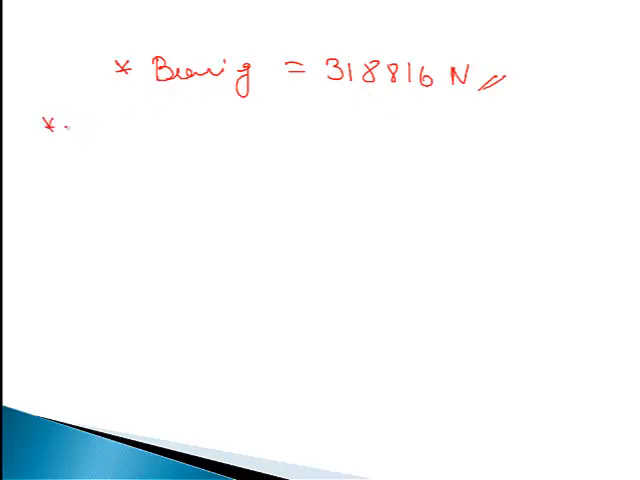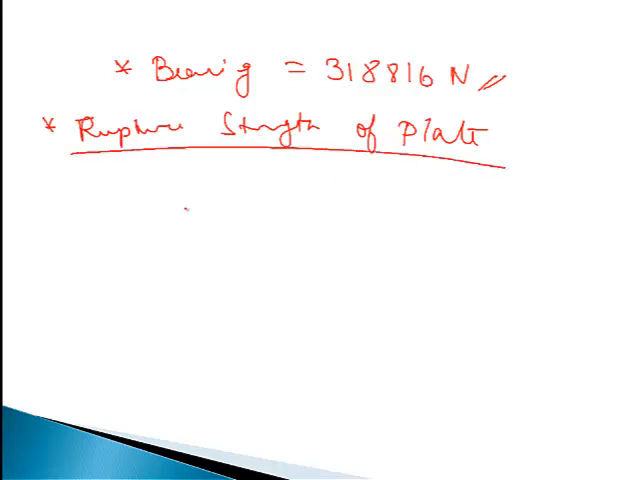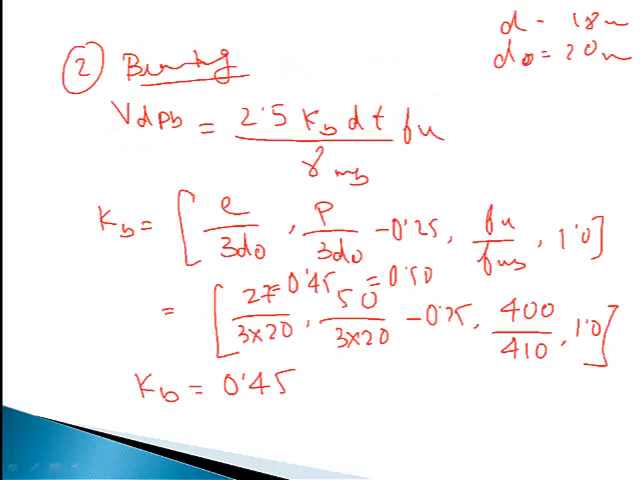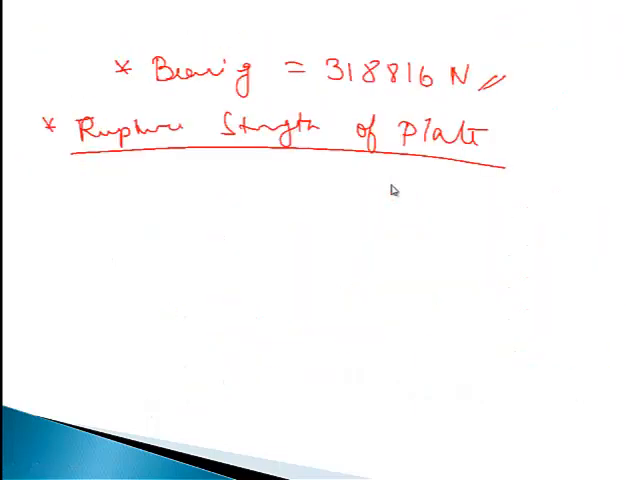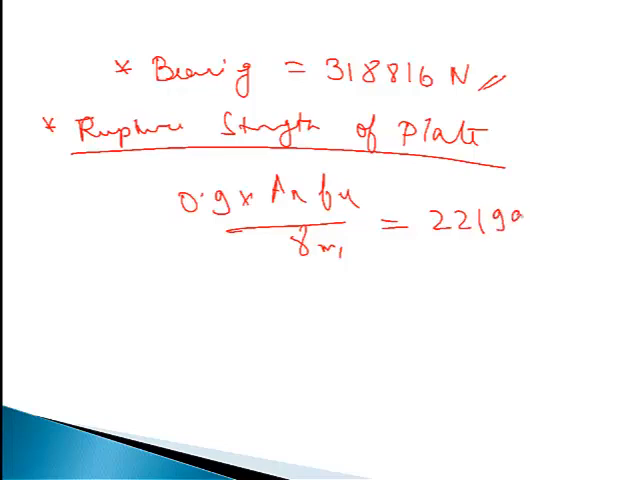Now for rupture strength of plate, please find out this one by yourself. In the previous one I have not talked about the t, because two thicknesses are given, one is 8 mm, another is 10 mm. So here always take the minimum, because no cover plates are there, and we don't have to add the cover plates. So directly two plates are given, 8 mm and 10 mm, just take 8 mm as the thickness. Here also it's given as 0.9 An fu by gamma m1. If you find out, you will get around 221990 newton.